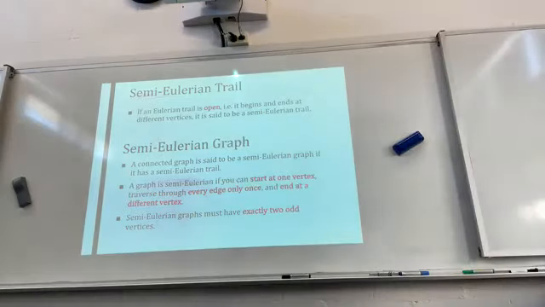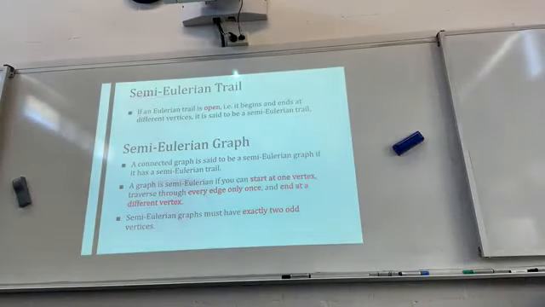So you always start from one of the odd vertices and then you always finish at the other odd vertex. Alright? You will get a semi-Eulerian trail. If you start from one vertex, you should be able to traverse the whole thing without repeating the edges and then end up at the other odd vertex. Can I move on? Yes?